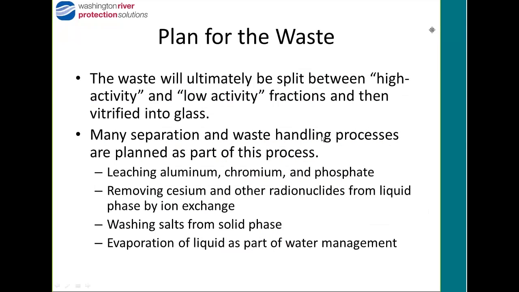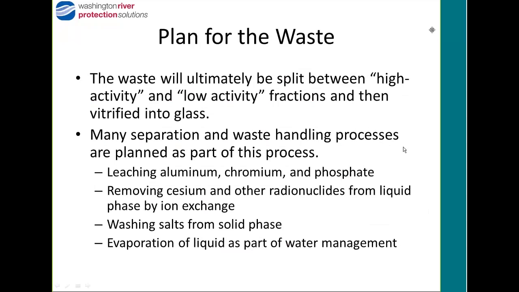So what are we going to do with this waste? This waste will ultimately be split into a high activity fraction and a low activity fraction. The high activity fraction will have the overwhelming majority of the radioactivity. The low activity fraction will have the overwhelming majority of the mass. Both of those will ultimately be vitrified into glass in separate facilities. We have to run a number of separation facilities and waste handling facilities to do that, which are primarily in design and construction mode at some level of detail at the moment.